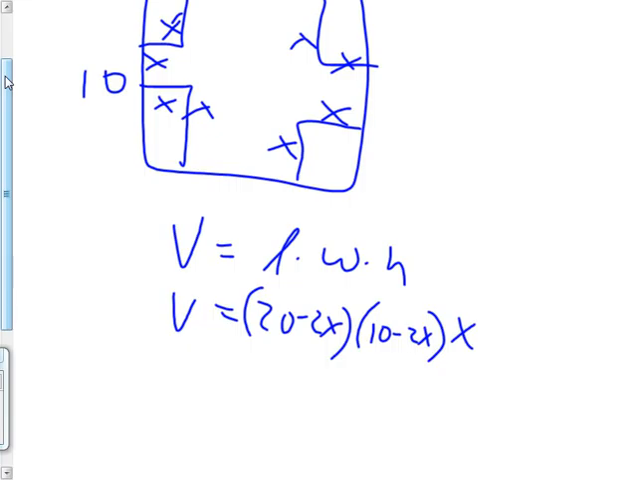Do you agree I can't have x be negative? Okay, so it's got to be from 0. Can it even be 0? No, then we're not cutting anything out. So it's got to be bigger than 0. And then what's it got to be less than?